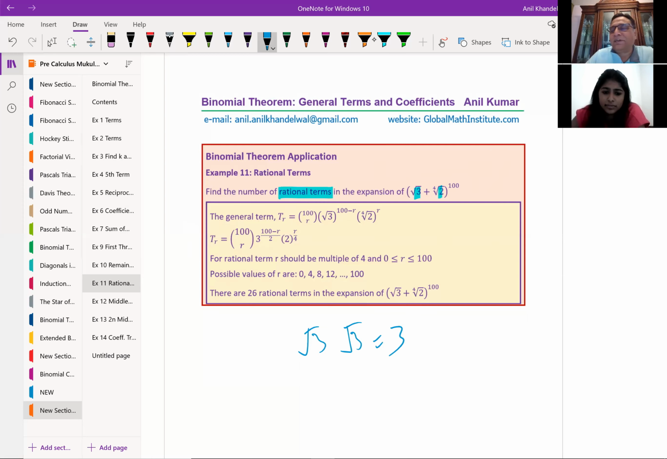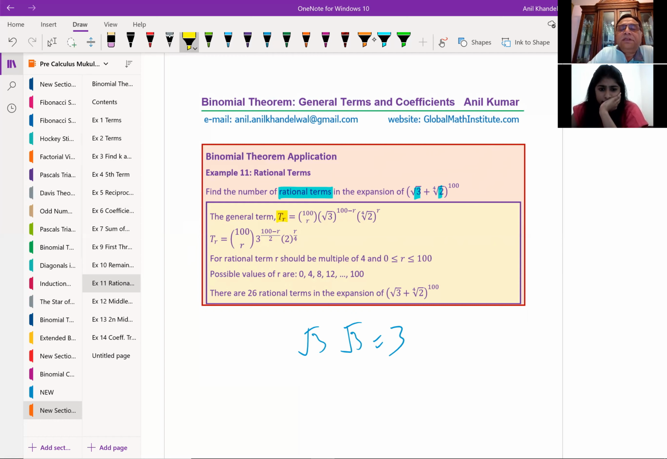So there is a possibility of getting many rational terms because of all this, correct? Yeah. Many powers will have irrational terms also. So our interest here is to find the number of rational terms in this particular sequence, right? Now, let's start with the general term.